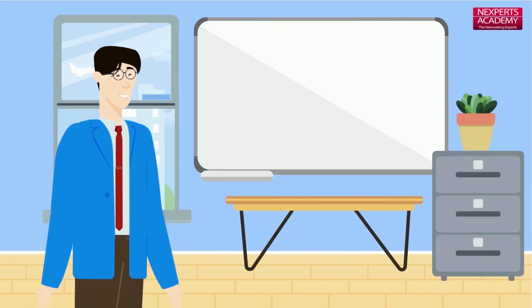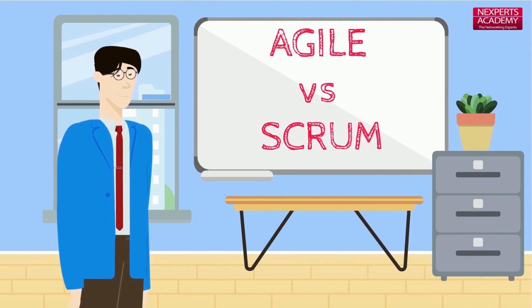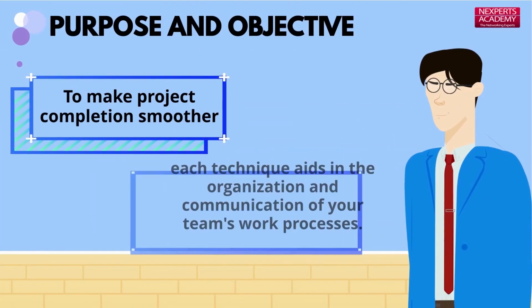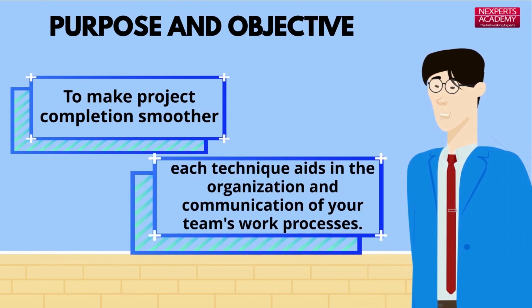While there are considerable contrasts between these techniques, it's vital for you to remember that they all have specific purposes to make project completion smoother. To achieve this objective, each technique aids in the organization and communication of your team's work process. While differences may appear slight, they are significant. Let's have a look at what distinguishes the Scrum and Agile methods.